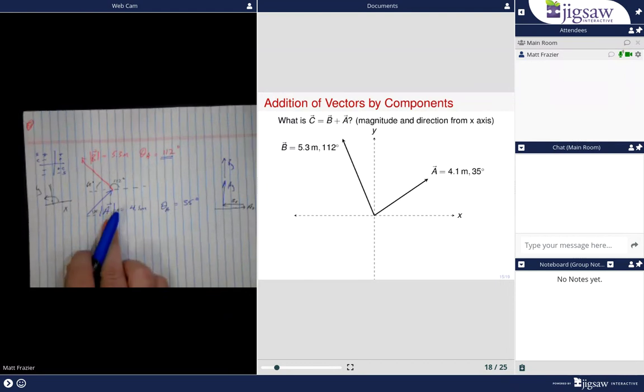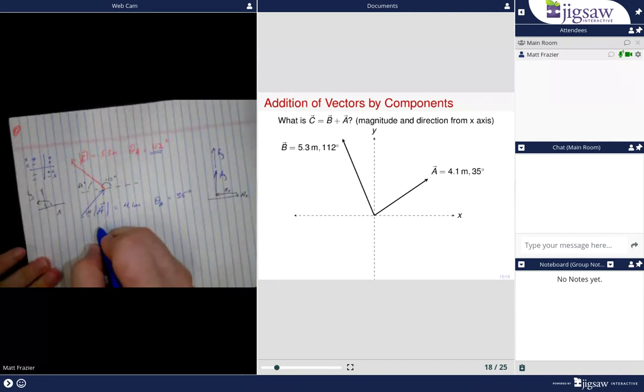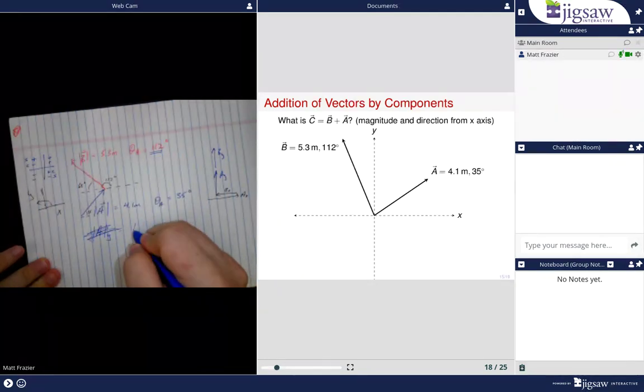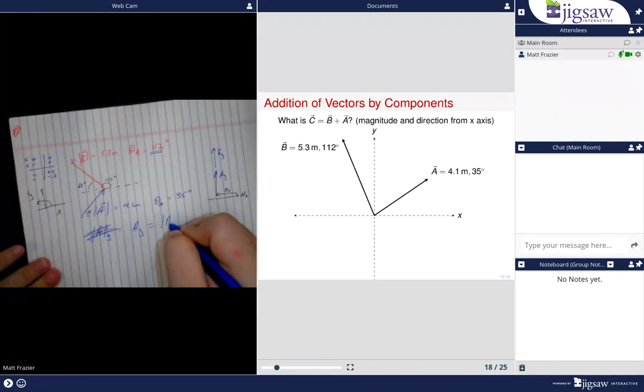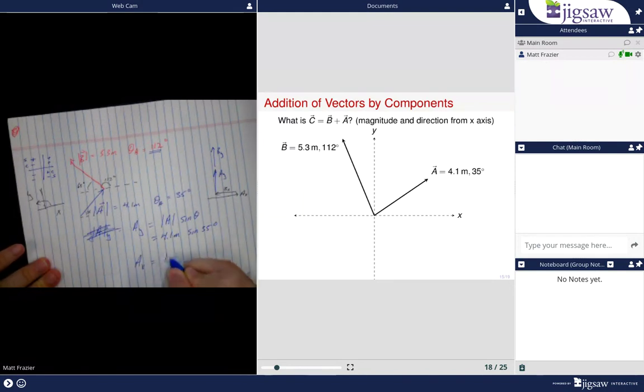And so we go and we say, well, what are the components of A? Well, the component of A in the y direction is length of A sine theta, which is 4.1 meters sine of 35 degrees. And that's some number. In the slides, we'll come back to that in a second. And a sub x is length of A cosine of theta, which is 4.1 meters cosine of 35 degrees.